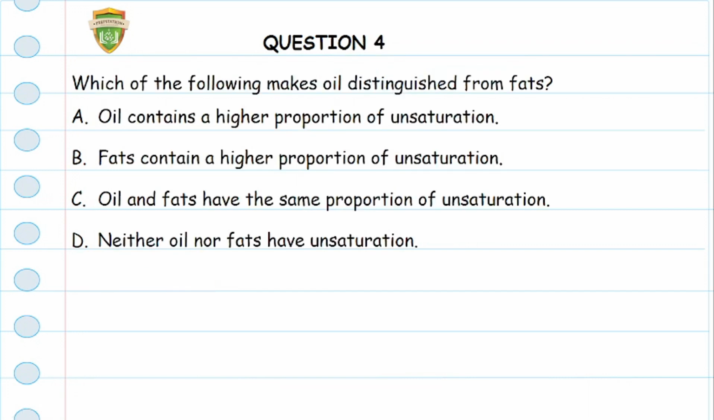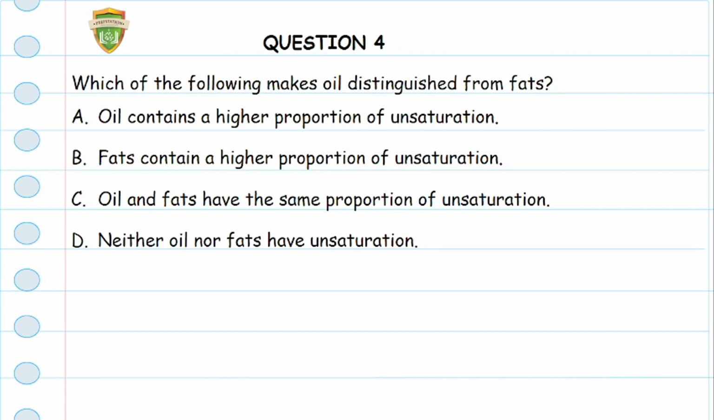Question 4. Which of the following makes oil distinguished from fats? Now, oils are generally higher in unsaturated fatty acids, which have double bonds. And so they keep the molecules from packing closely together. That is why oils are basically liquid fats, because of these double bonds that keep the molecules from packing together. On the other hand, fats are typically higher in saturated fatty acids, which lack double bonds.